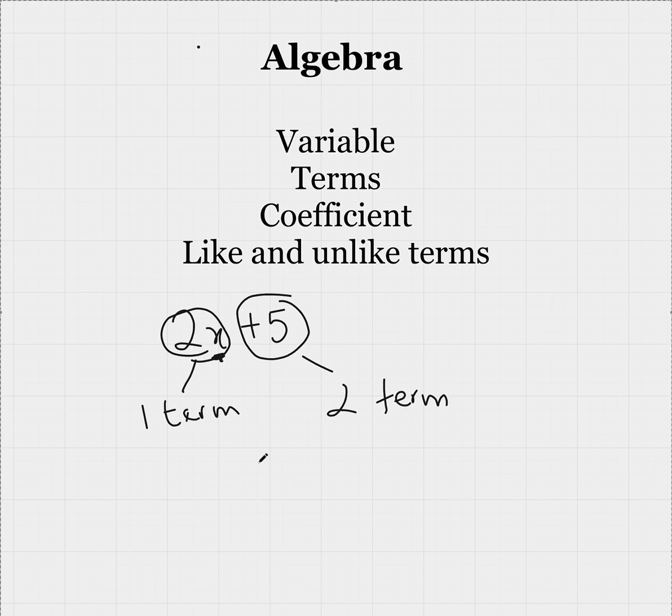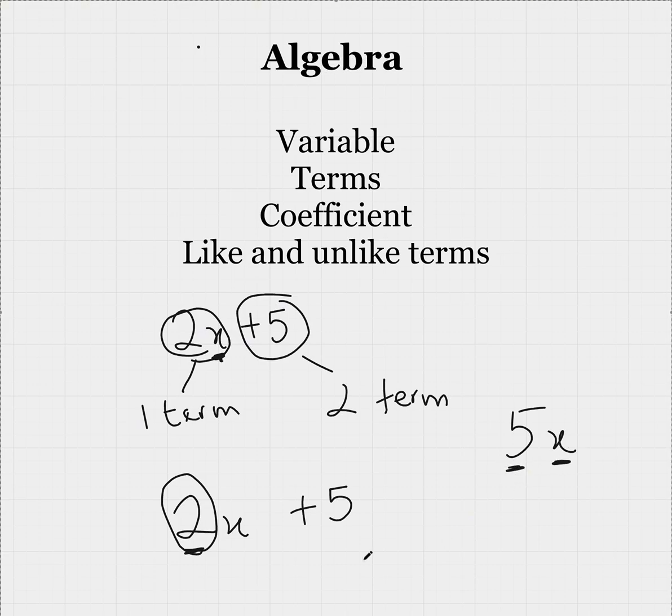The next word we're going to look at is coefficient. Coefficient is the number in front of a variable that tells you how many of that variable you have. So using the same example, 2x plus 5, our coefficient here is 2. So it's the number in front of the variable that we're looking for. So 2 is our coefficient. If we have 5x, the coefficient of x is 5.